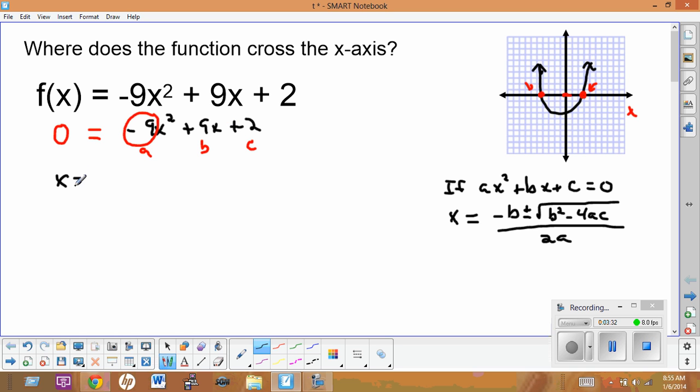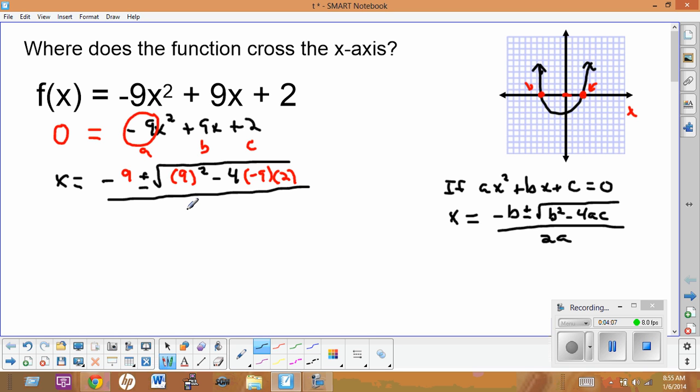Step number 2, substitution. Negative b is positive 9, so I want the opposite of b. So that's negative 9 plus or minus the square root of b squared, so that's 9 squared minus 4 times a, and our a is negative 9, so don't confuse our 9s, times c, which is 2, all divided by 2 times a, which is negative 9. And that's a simple substitution.